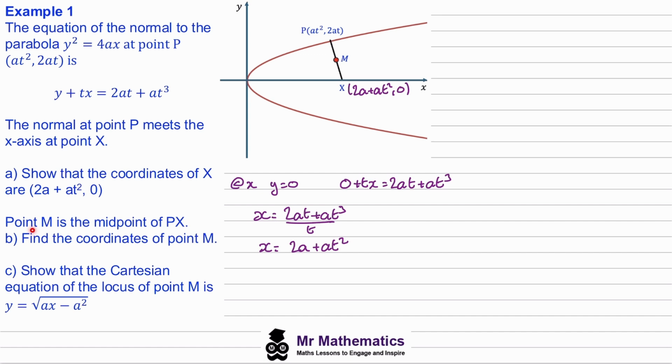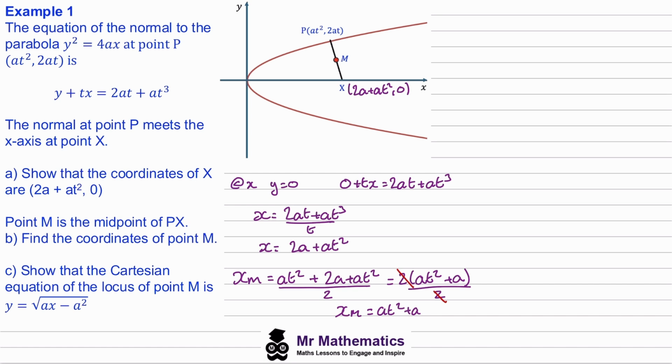And then for part B, point M is the midpoint of PX. Find the coordinates of point M. So this will be the average x coordinate of P and X. If we add these two together and then divide by 2, we'll find the mean x value. So xM will equal at squared, which is at point P, plus 2a plus at squared at point X, and then we'll divide this by 2. We'll collect the at squareds together, and then factor out the 2. And we can see that these two will cancel. So a general x value at point M will be at squared plus a.